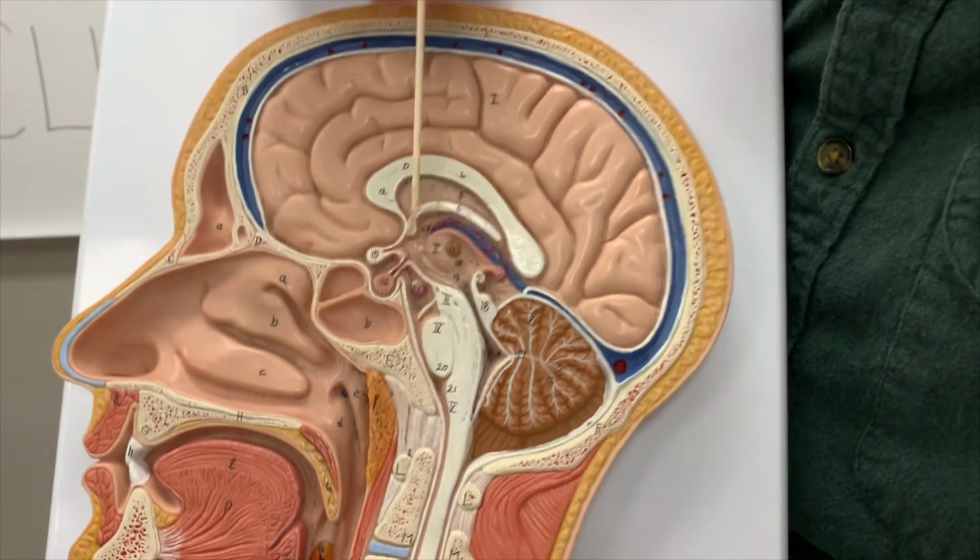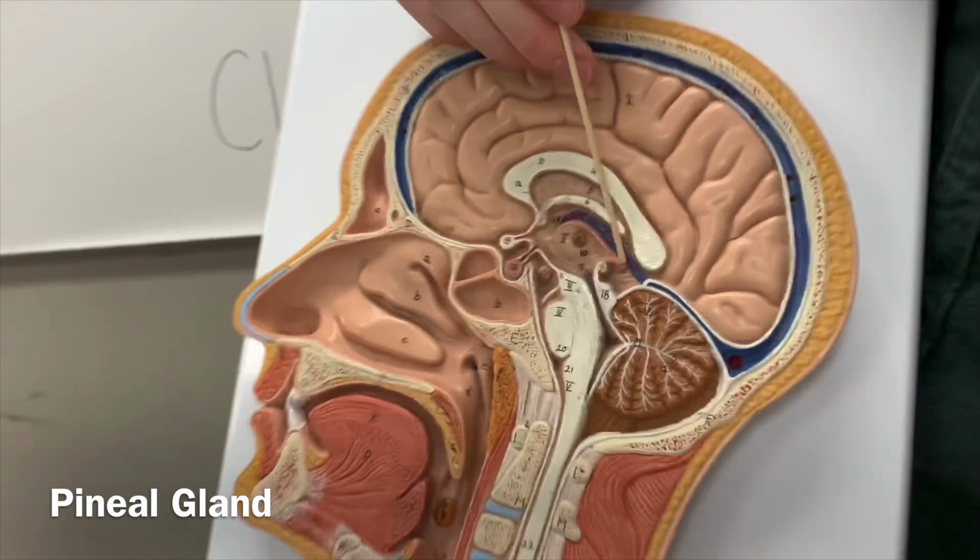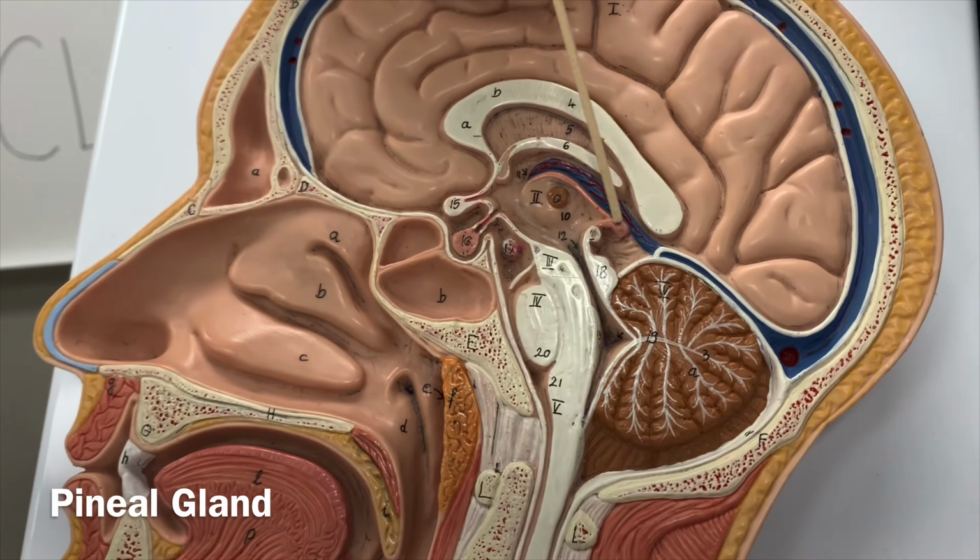So your pineal gland is going to be on the posterior region of the brain. So your pineal gland is going to be right here.